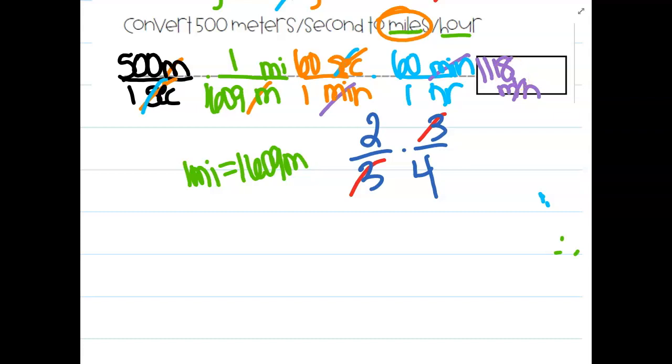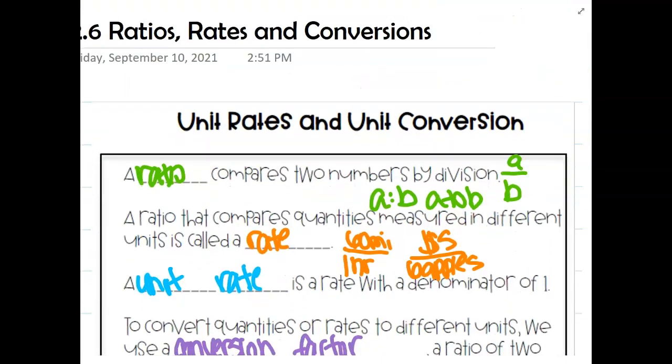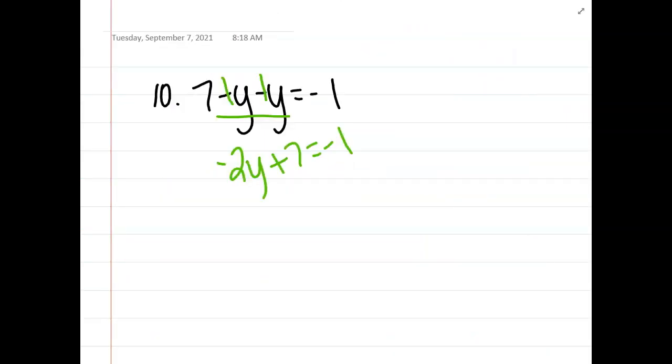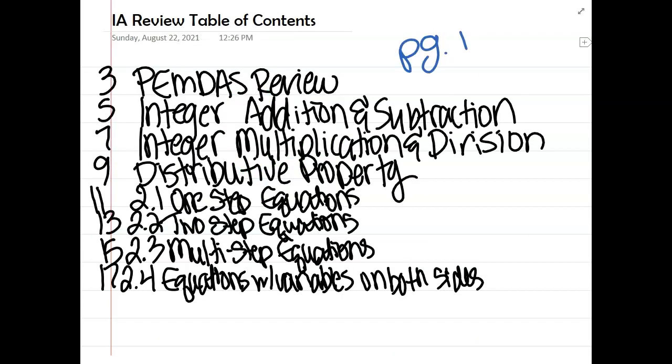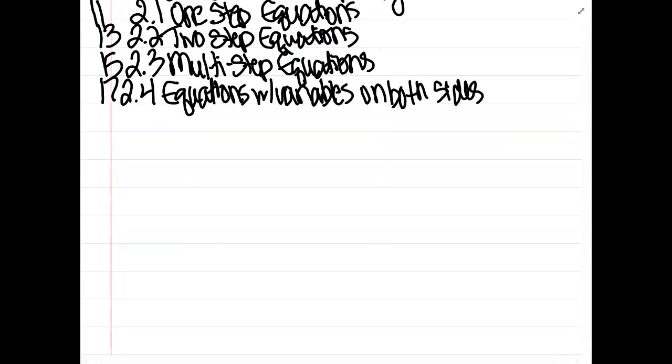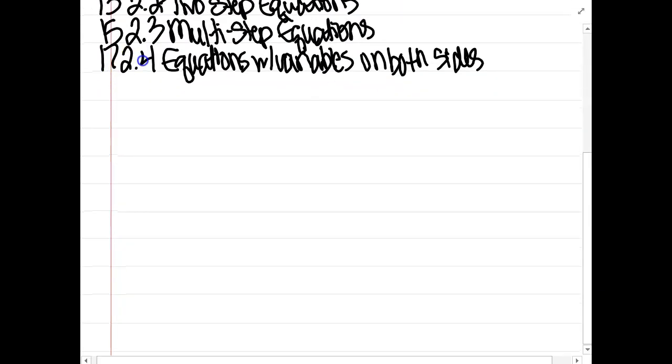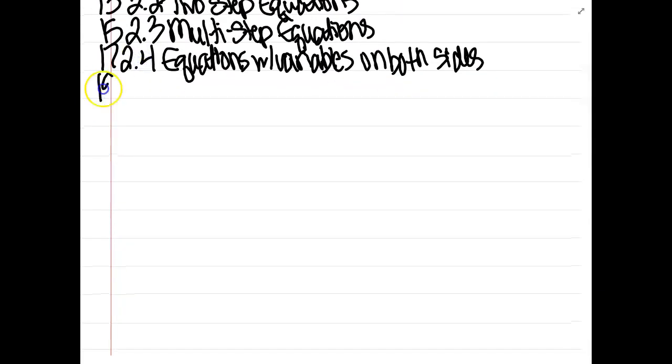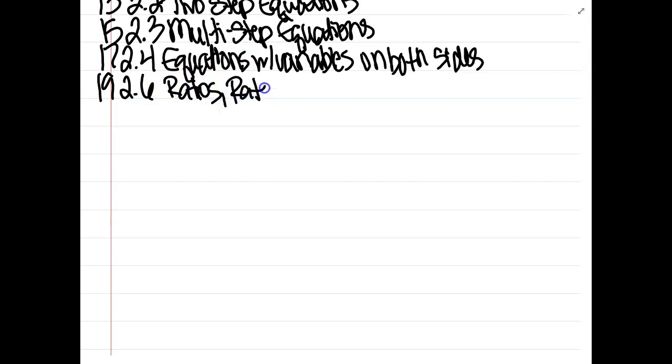All right, let's get this glued into the next open page in our notebook. Should be page 19. We're just going to keep adding on to our table of contents here. Okay, page 19, and this is 2.6, ratios, rates, and conversions.